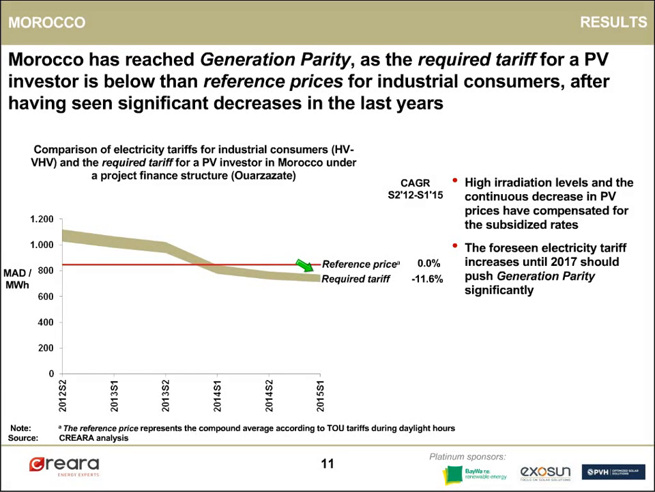In Morocco, there's no spot market, so we've used this as a reference, as a benchmark. And actually, the reference price has been constant for the last years, no changes there. Although it's planned to increase in several steps until 2017, and therefore the generation parity situation could even improve further, especially since the required tariff is on a downward trend. You can see here that the required tariff has been decreasing by close to 12% per year.